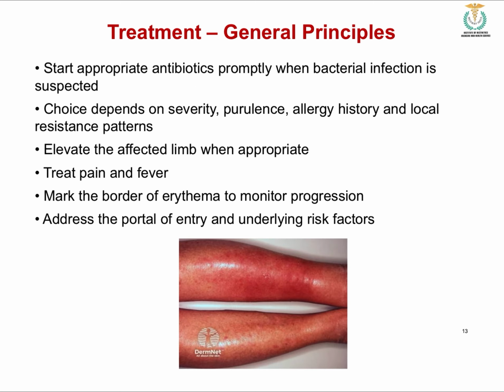Moving on to the treatment. Once bacterial cellulitis or erysipelas is suspected, appropriate antibiotic treatment should be started promptly. The antibiotic choice depends on several factors like severity, purulence, allergic history, local resistance patterns, and patient-specific risk factors. For a limb infection, elevation can help reduce swelling. Pain and fever should also be treated.